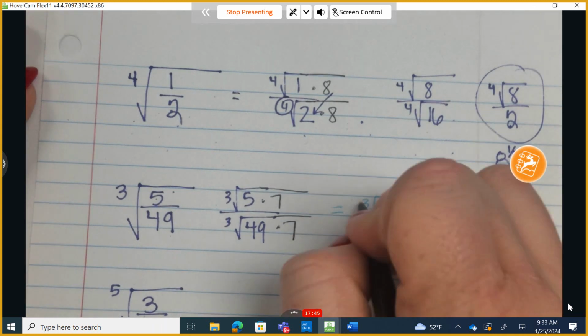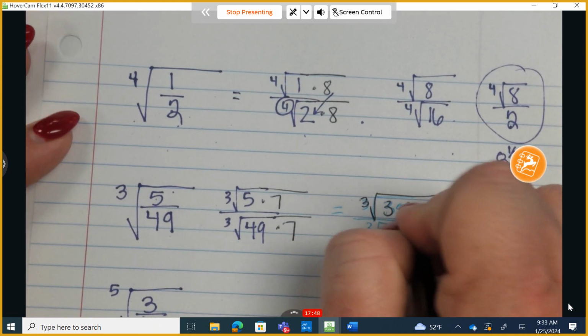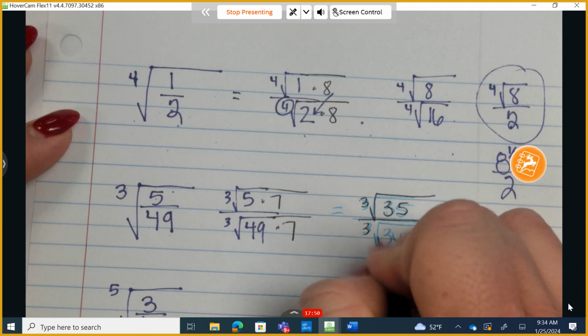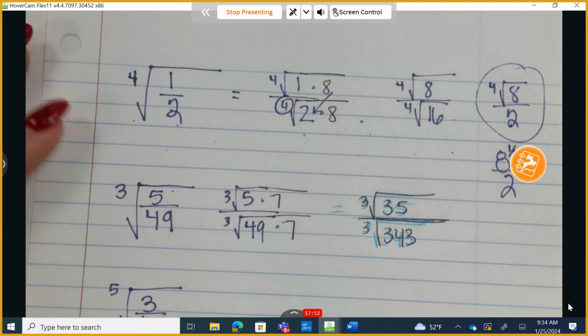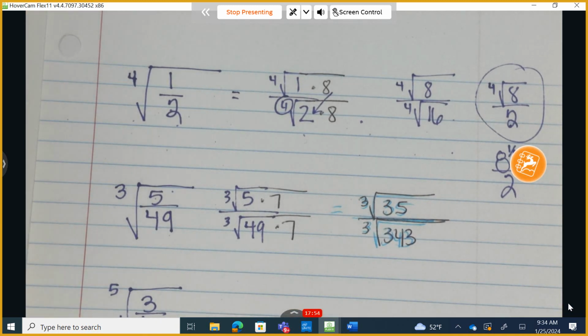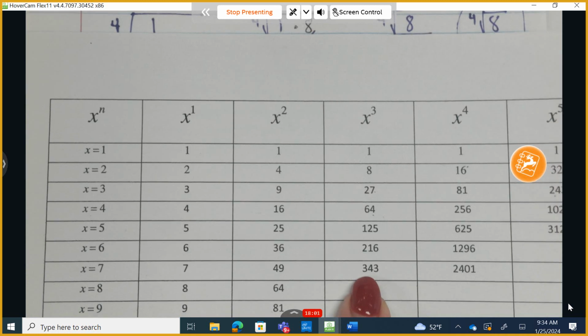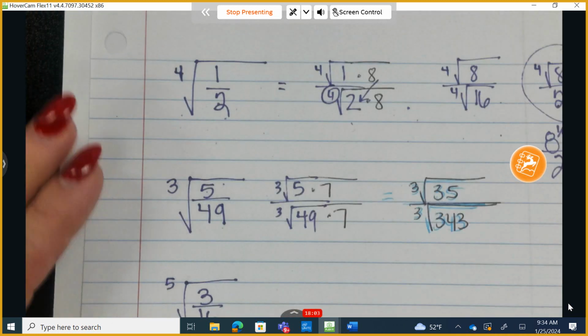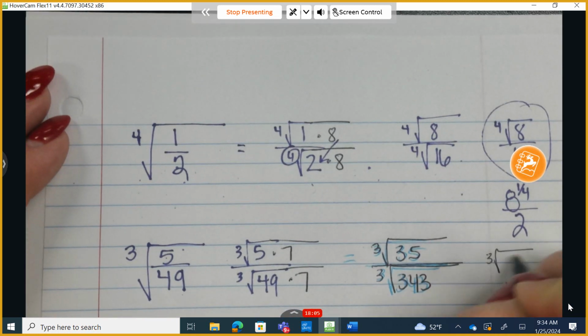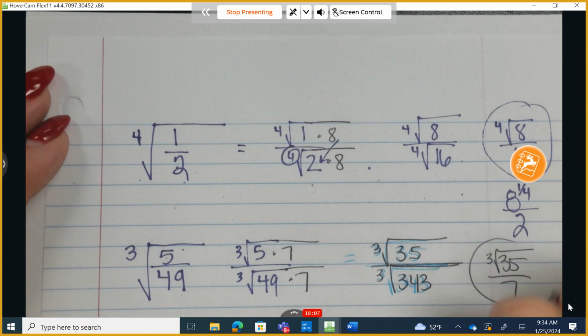It's hard to see, I know, if you are not close to the screen. Let me darken this in. And you're like, I don't understand, Miss Bradley. I still have a radical in the bottom. So let's go to the third column. Let's locate 343. I've done that. I'm going to start off to the far left, and I get an answer of 7. So my final answer is the cube root of 35 over 7.